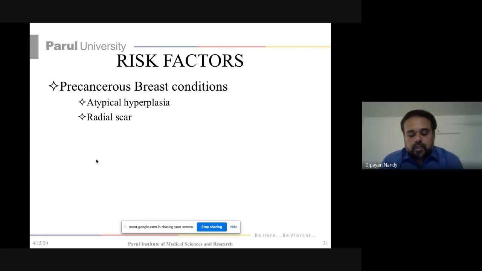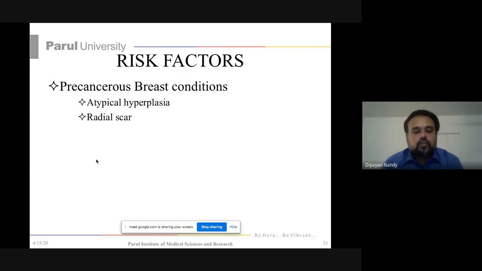Another important risk factor, where there is a lot of confusion and a lot of research going on, is which are the breast conditions that are actually precancerous. Please bear in mind, a DCIS or LCIS, that is the in situ carcinoma, is not precancerous. It is already a cancer, right? So when we talk about a precancerous lesion, it is a lesion which is not yet cancerous but can convert into a cancer. Similarly, a simple fibroadenoma or a fibroadenosis is not a precancerous disease.